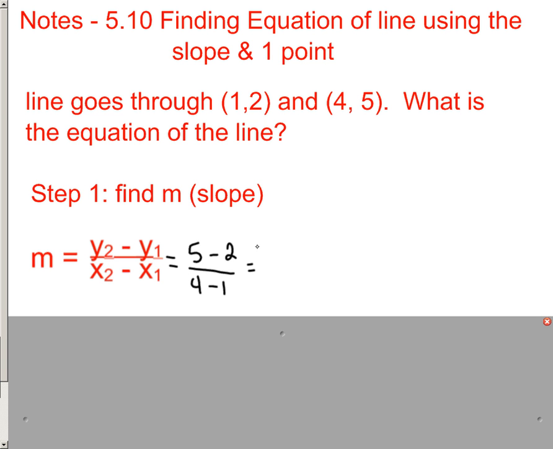There we go. And so 5 minus 2 is 3, and 4 minus 1 is 3. Basically, what that's telling me is that my slope, or m, equals positive 1. So what's my second step?